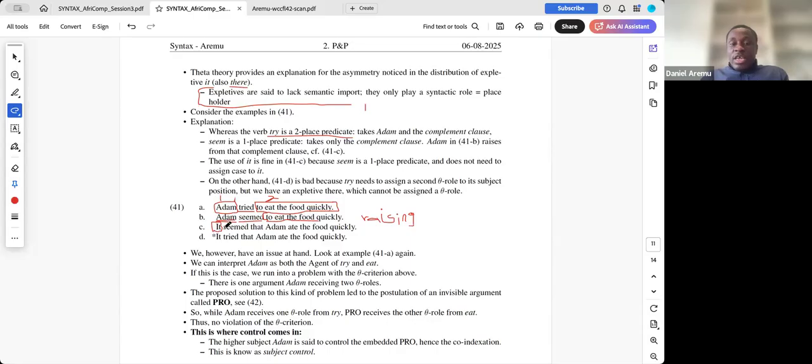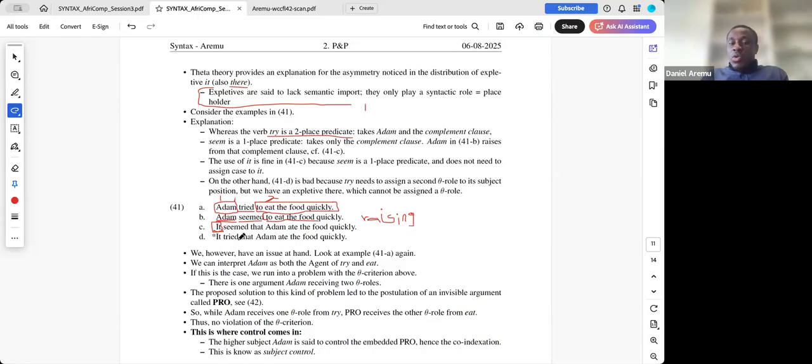Because now, if it can occupy this position in 41c and be grammatical, then it shows that seem is not assigning any theta role to it. Do you get the logic? Because if seem is assigning theta role to this position, it should not be able to occupy it. Why? Because it cannot be assigned theta role. Maybe if you look at 49d, maybe this will explain better. Remember, we say try, on the other hand, is a two-place predicate. That means it assigns two theta roles. Unlike seem, that assigns one theta role to the non-finite complement. Try assigns two theta roles.